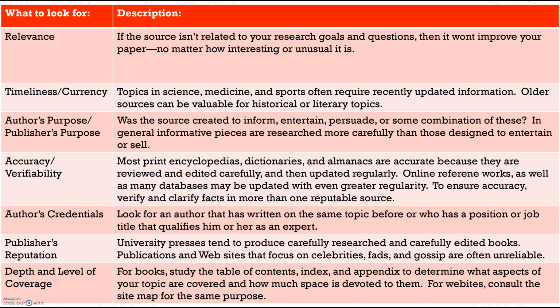All right, publisher's reputation. University presses tend to produce carefully researched and carefully edited books. Publications and websites that focus on celebrities, fads, gossip, so on and so forth are more often than not unreliable.